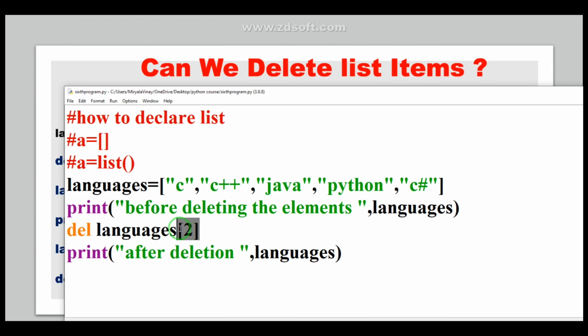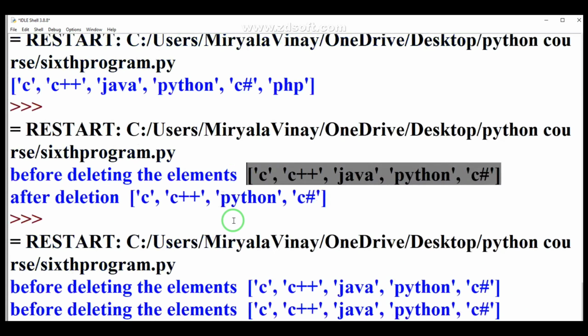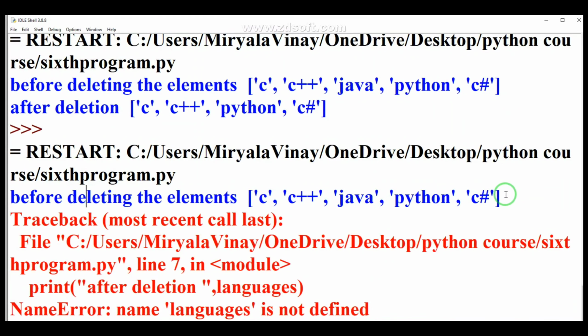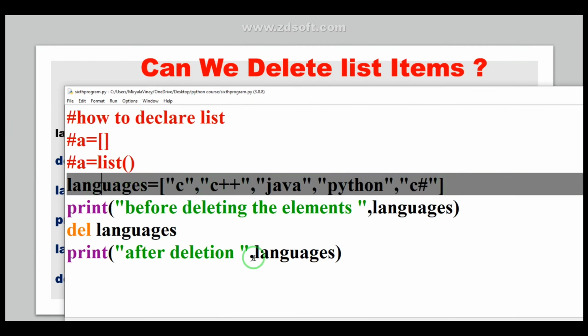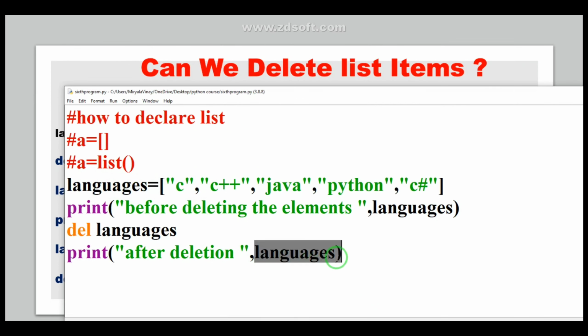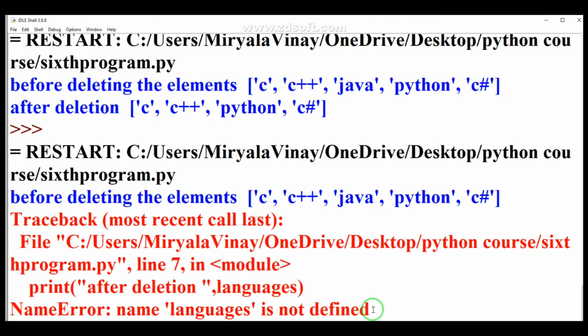If you want to delete the whole list, you can remove this, I mean you can remove languages totally. When I run this, you can see before deleting elements our list is there: C, C++, Java, Python and C hash. And then an error has occurred: name languages is not defined. Why is it showing an error? Because in this line you have deleted the whole list, so languages has been removed from memory. That is why it says that it is not defined.